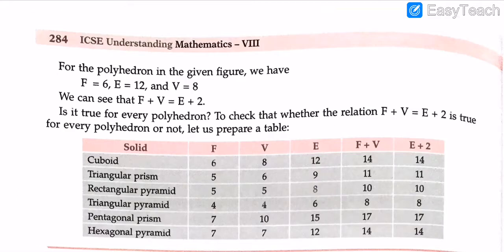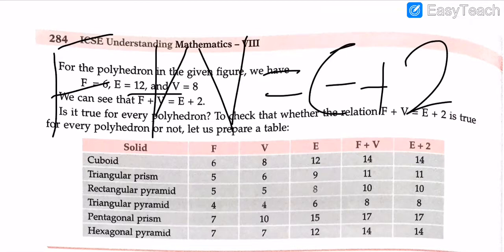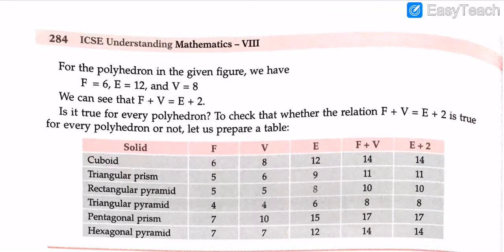Now, for polyhedrons in the given figure, we have F equals 6, E equals 12, and V equals 8. So there's something called Euler's formula, in which you have F plus V equals E plus 2. I'm extremely sorry, it's F plus V only, which equals E plus 2. So this formula is basically for proving that yes, a cuboid has 6 faces, 12 edges, and 8 vertices.